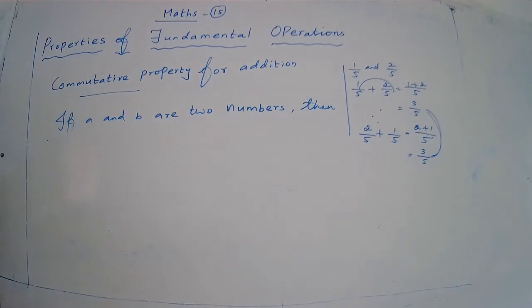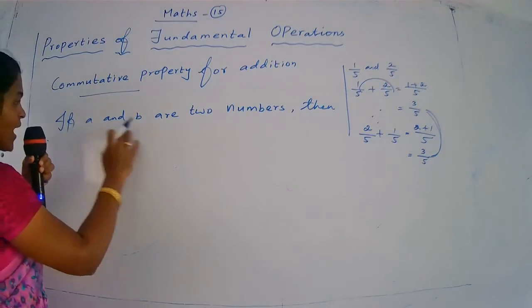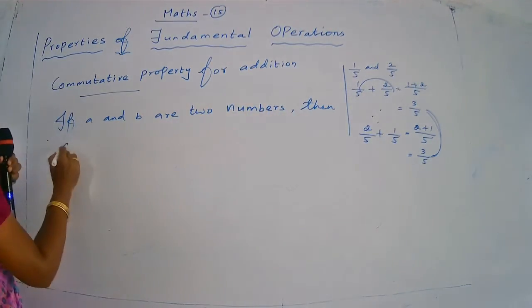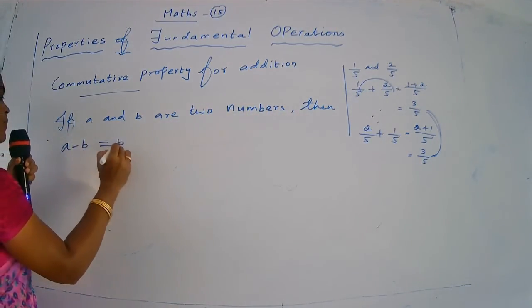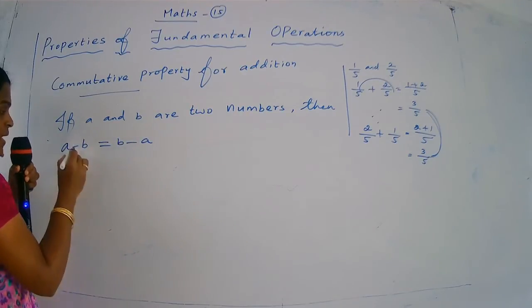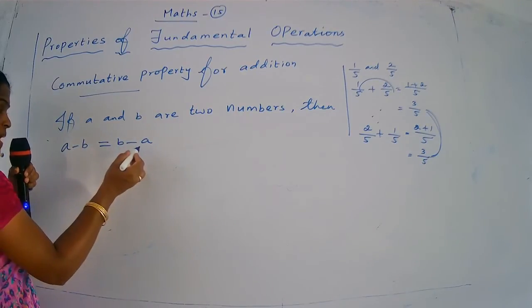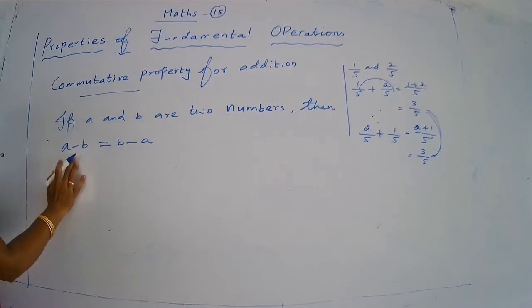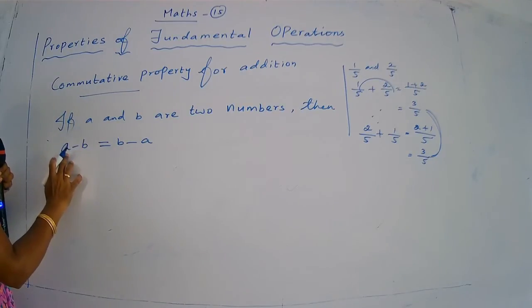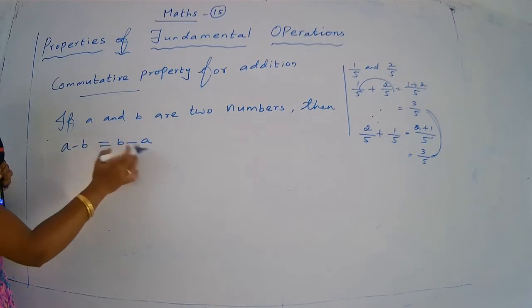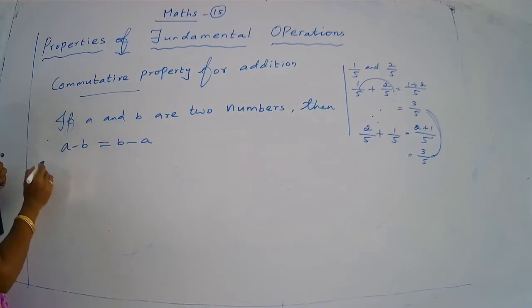Now you change the order. First we found 2 minus 3. Now 3 minus 2. What is the answer? 1. So here minus 1, here 1. These two answers are different. Yes, children. So two numbers cannot be subtracted in any order.